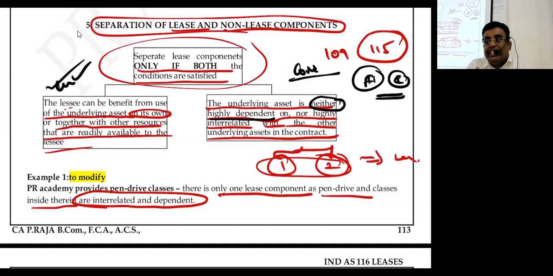Highly interrelated, then not satisfied. Highly not interrelated, then decide on that basis. Now it's clear, yes or no? One example will make it automatically clear, but now it's clear.